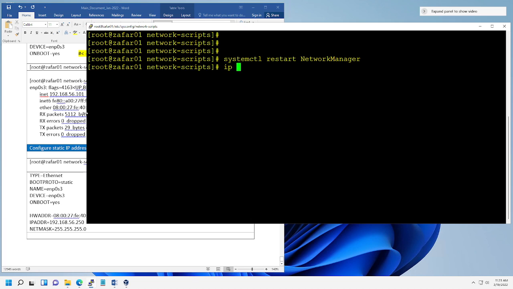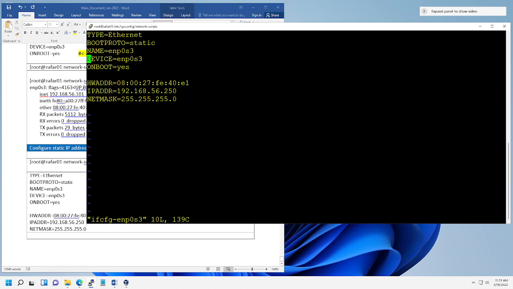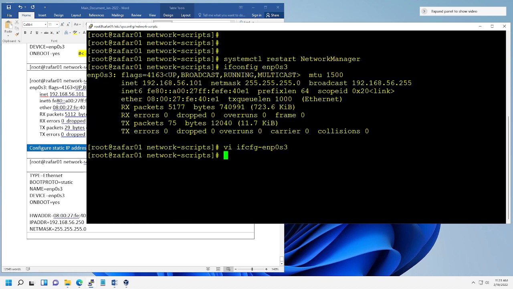Okay, now let's take a look here. ifconfig enp0s3. Okay, so 101 is still there. So why is 101 still there? Let's go back and take a look. Okay, so the hardware address and everything is there.